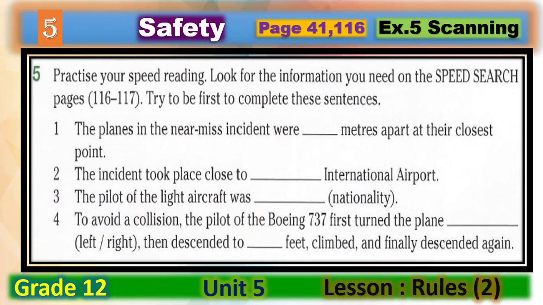Now please open your course book, page 41, exercise number 5. In this exercise, we have 4 sentences, and you have to complete them. In order to complete them, you have to go to page 116 and read the text entitled Planes Just Meters Apart in Near Miss. You have 10 minutes to read the text on page 116 and complete the 4 sentences in exercise 5. When you finish, play the video again and check your answers. Go back to page 116, read the text, then complete the sentences, and you can start now.